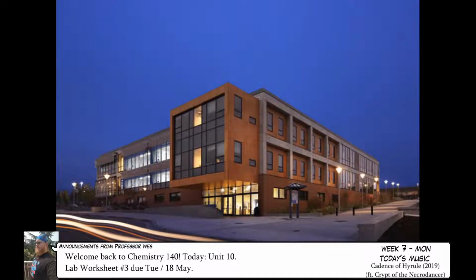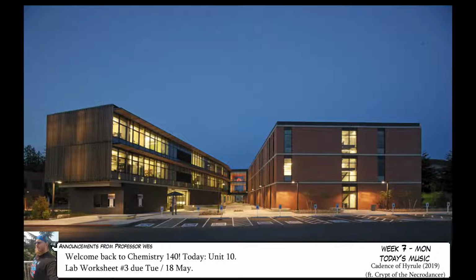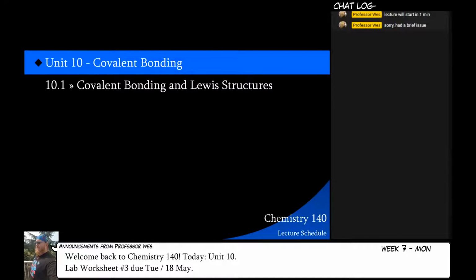So, today is Unit 10. We're going to be drawing Lewis structures today. Things that are due on the agenda. There is a lab worksheet. Worksheet number 3 is due tomorrow, the 18th of May. That's a soft deadline. Make sure you get it in by then. If you need an extra day, it will close on the 19th. So keep that in mind as you plan ahead for your work week.